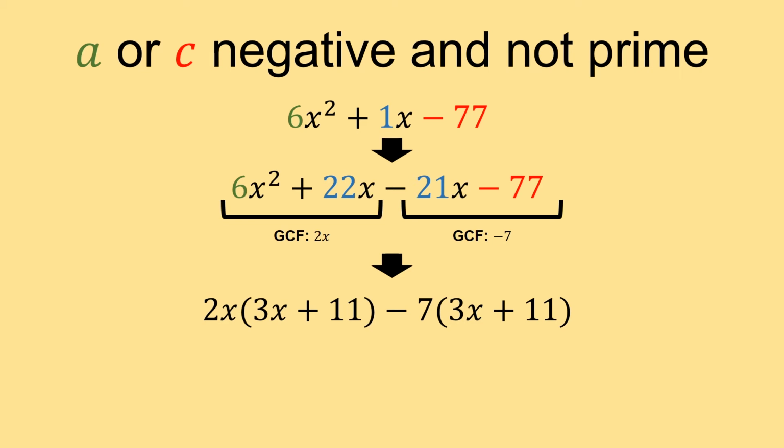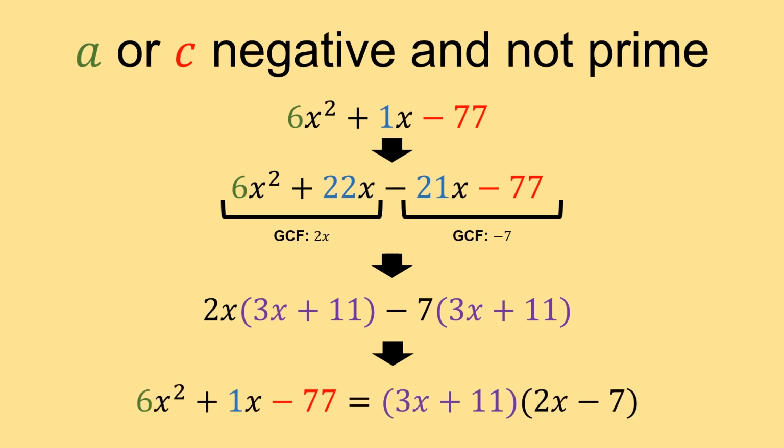After factoring our GCFs out, we see that 3x plus 11 is the common binomial within each group, and so we're going to bring 3x plus 11 out to the front. This gives us our factored form of the quadratic expression. We now know that 6x squared plus 1x minus 77 is equal to 3x plus 11 times the quantity 2x minus 7.